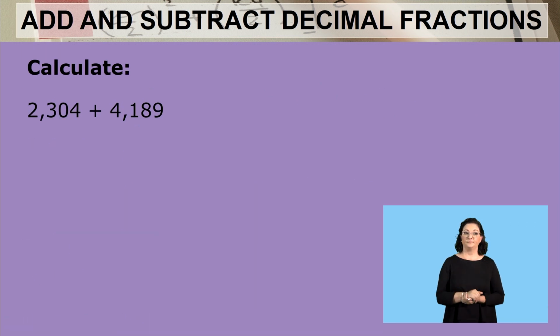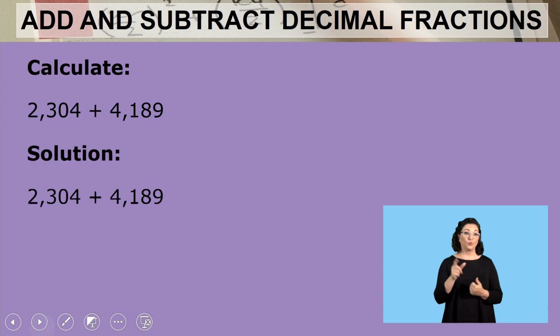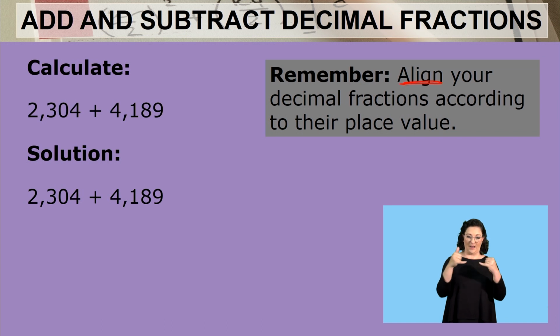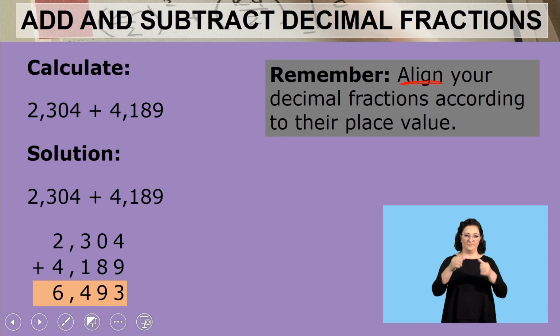And let's move to the next question. Calculate the same values, 2.304 plus 4.189. Now we're going to use the column method. Let's see how it goes. So we have your solution, and these are the values as they are. Remember, we're going to align our decimal fractions according to their place value. And as we do that, we get this same thing.